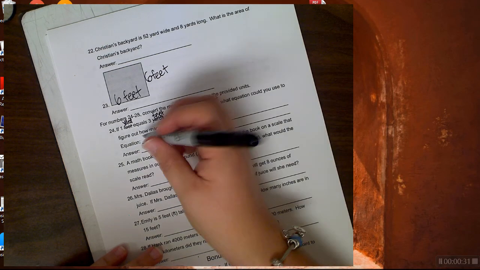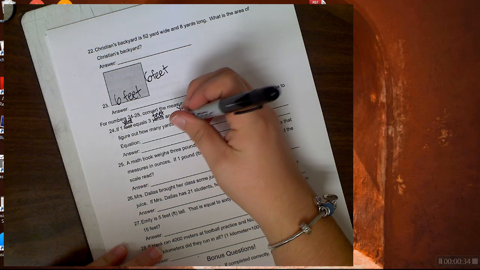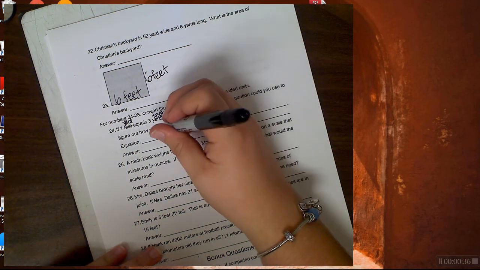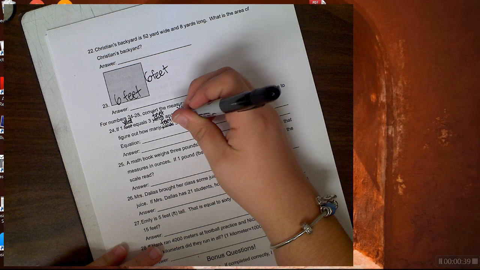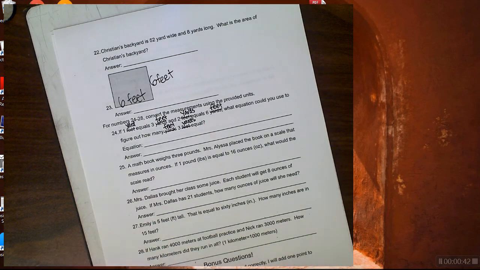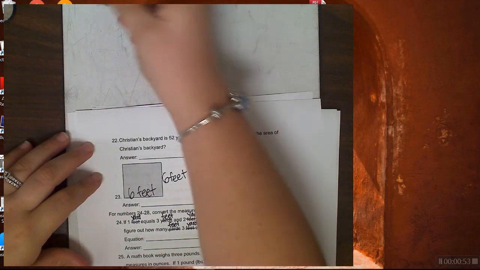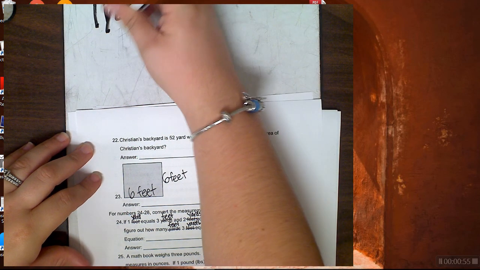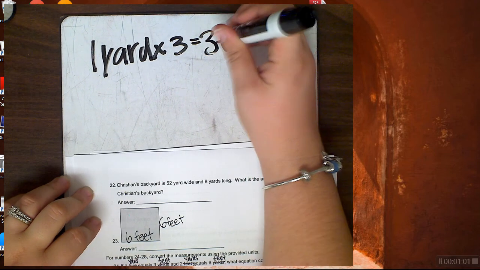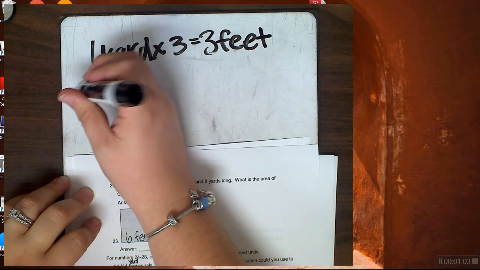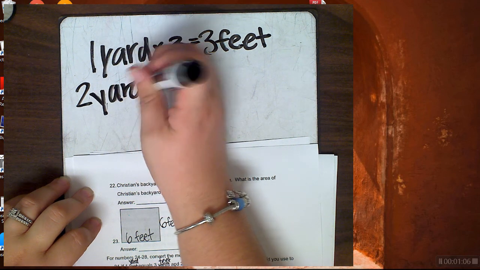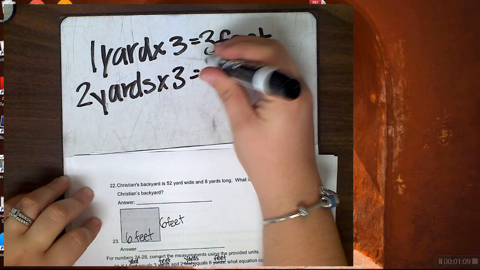And what equation could you use to figure out how many feet 3 yards equals? So it asks for them to write the equation and then the answer. What I'm looking for here is for them to realize that they're multiplying by 3. So to get the first one, they did 1 yard times 3 equals 3 feet. 2 yards times 3 equals 6 feet.